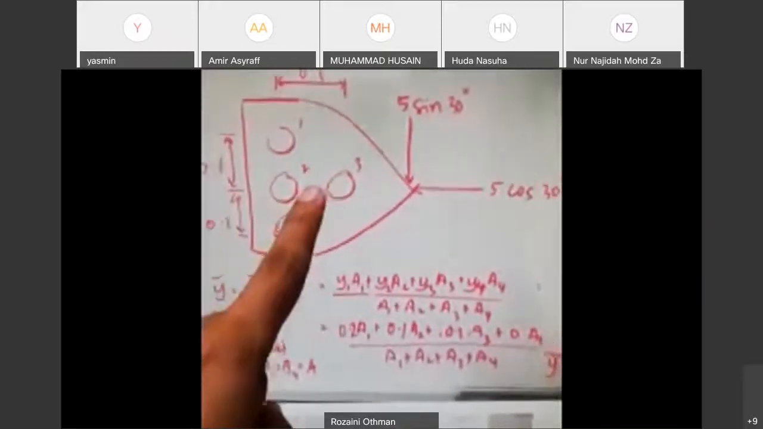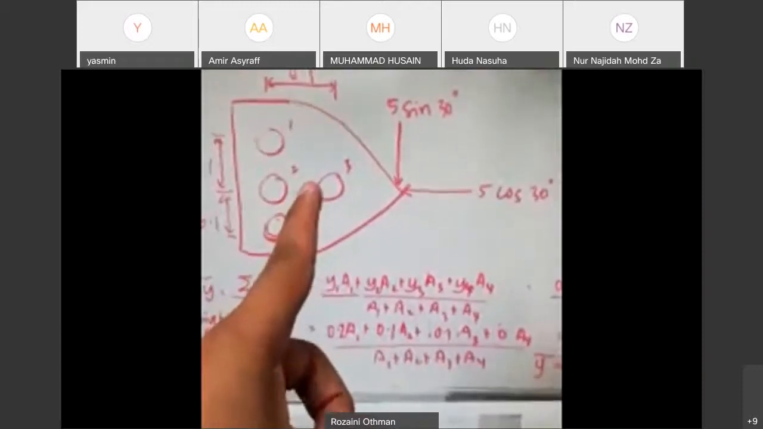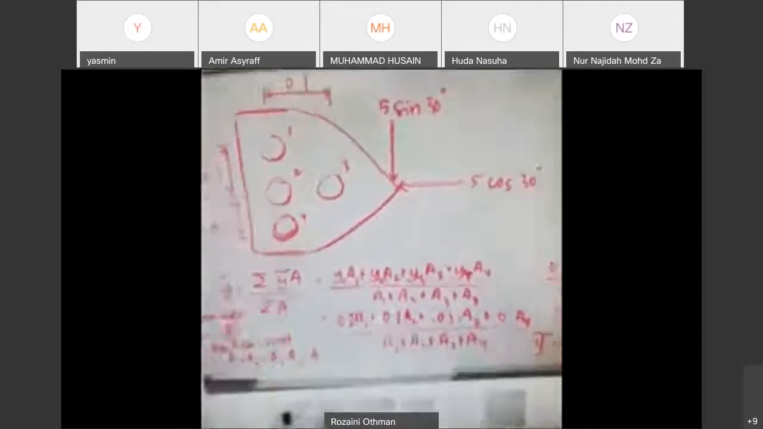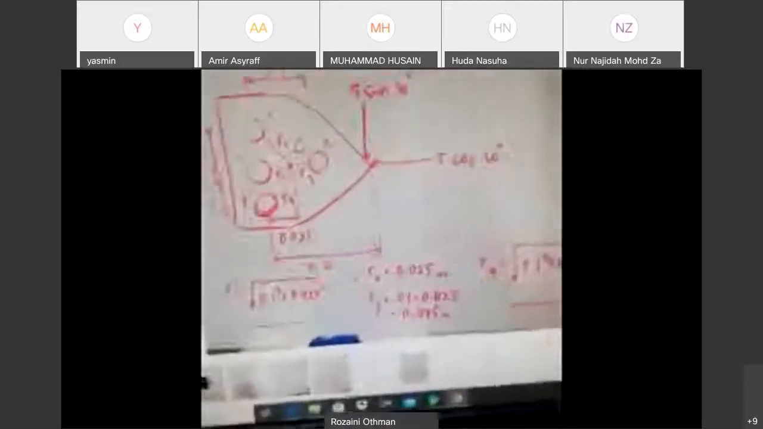So around here. So tadi 0.025 kat belakang kat sini lah. Kemudian ketinggian dia 0.1. So ketinggian dekat sini. Alright. Okay. Right. Okay, so itu adalah centroid.